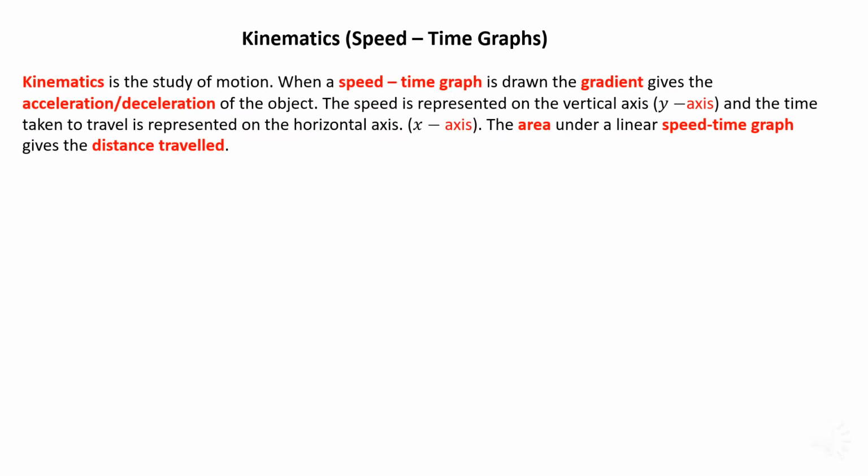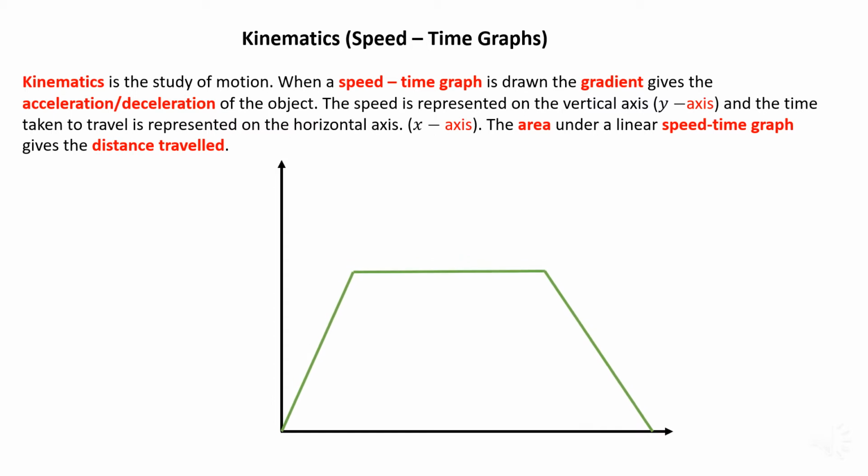So today I'm doing kinematics speed time graphs. Kinematics, as we know, is the study of motion. When we draw the speed time graph, the gradient gives us the acceleration or the deceleration or retardation of the object. Whenever you are drawing it on a graph, the vertical distance, the y-axis, is where you are going to indicate your speed, and the horizontal distance is where you're going to indicate your time. Very important that you get that right.